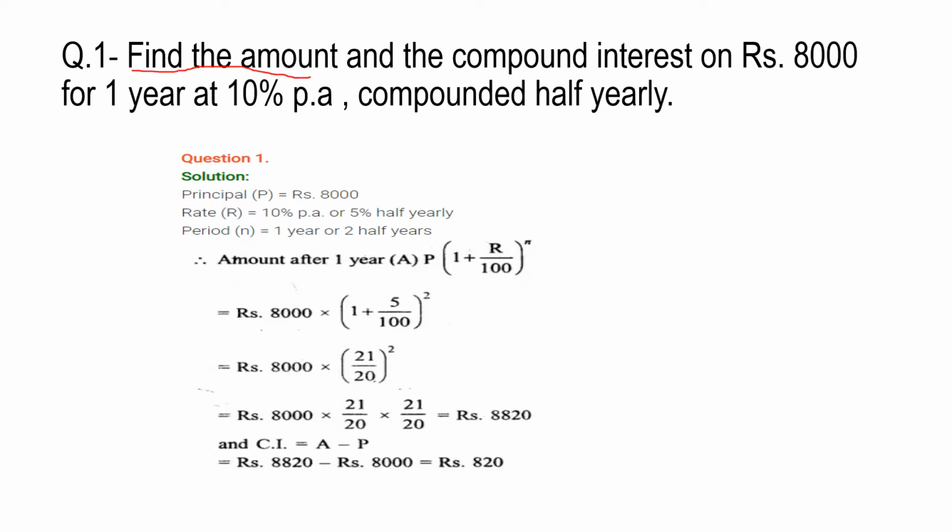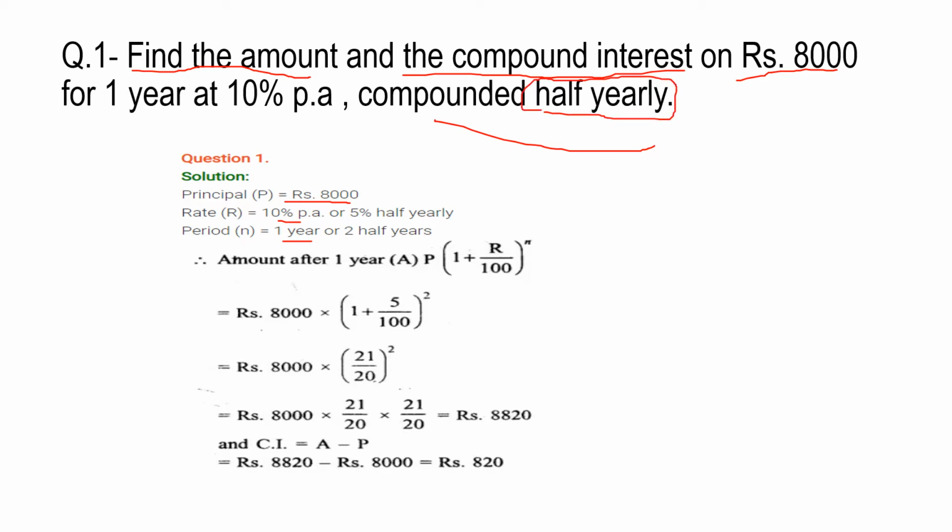Find the amount and compound interest on rupees 8,000. 8,000 is principal, time is 1 year and rate is 10%, compounded half yearly. So in this question, principal, rate and time are given to you. Principal is rupees 8,000, rate is 10% and time is 1 year. But in this question, half yearly is given to you.